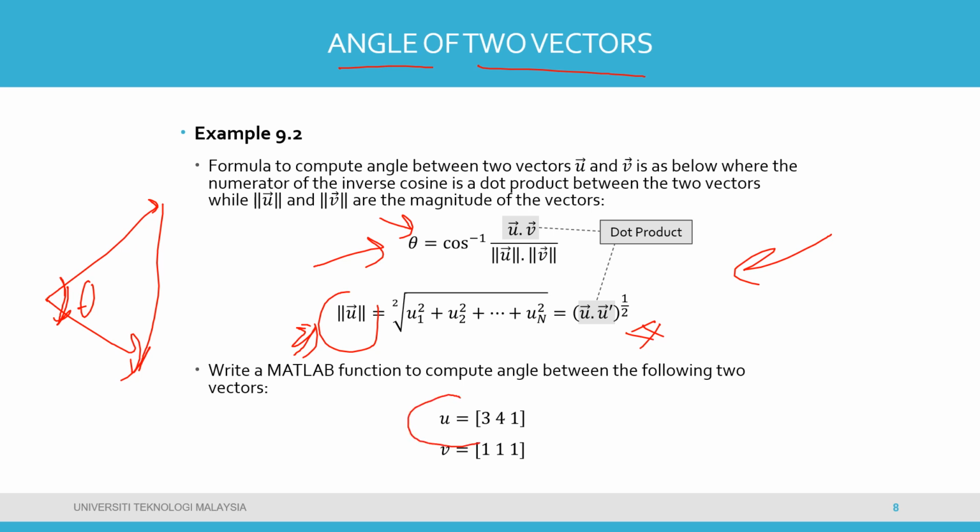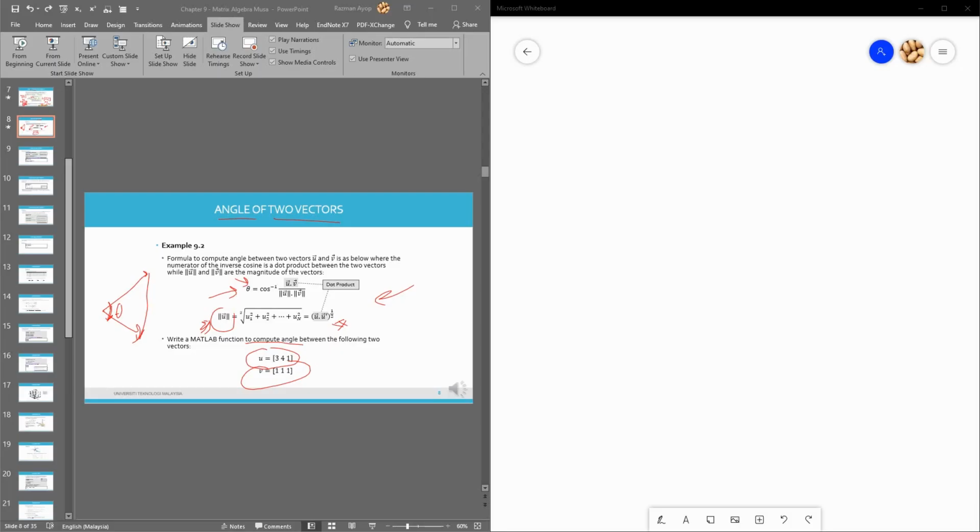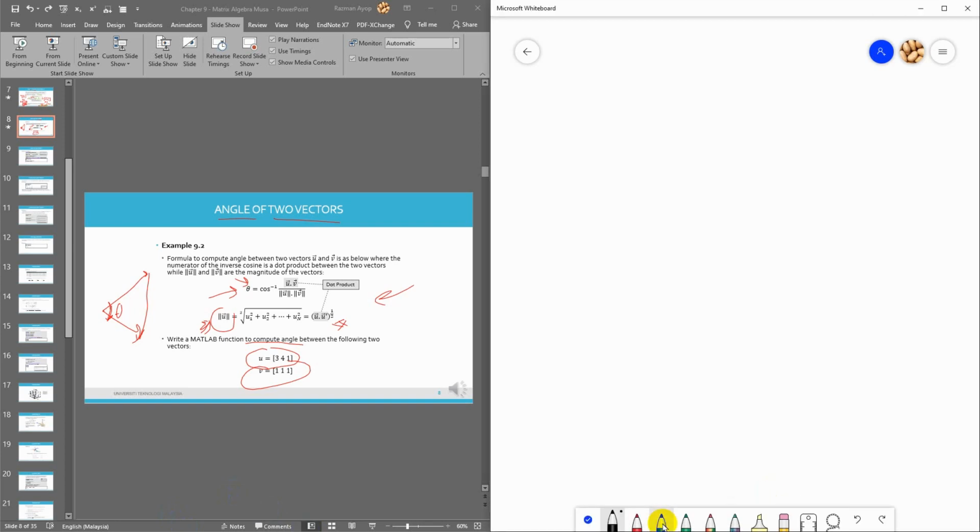So I give you an example here. You have u is this, v is this. So how to compute? How to find the angle? Now we try to understand how the coding works. So if you see here, you want to get the angle. So how to get the angle?